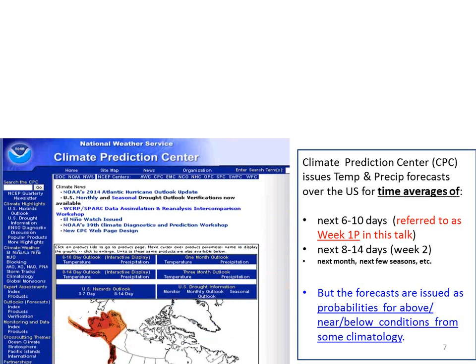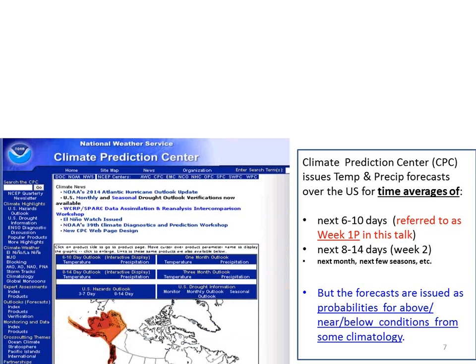So these are typical examples of how CPC forecasts look. The top one is for days 6 to 10, and the bottom one is for week 2. On the left is the temperature, and on the right is precipitation. The various colors say it's going to be above or below with respect to some climatology, some normal over many years. And people are supposed to remember what those periods are. It's going to be colder than the last 30-year mean or 20-year mean or something.